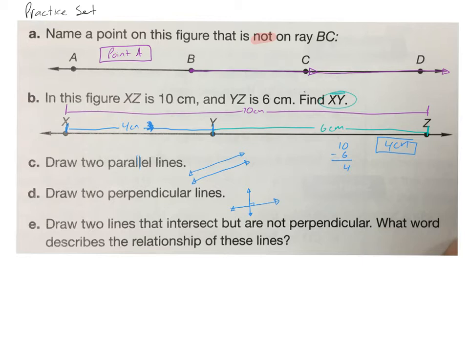And then part E says, draw two lines that intersect but are not perpendicular. That's probably even easier. Two lines that cross but are not perpendicular. And then it asks, what word describes the relationship of these lines? If you remember, we talked about this, we call these oblique lines.